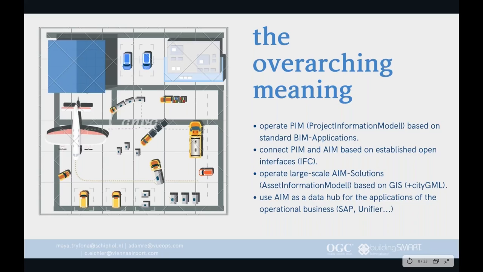And this setting, which is declared in the ISO 19650, with a project information model for design and construction, and with an asset information model for the operation, is, in our opinion, a really good idea. And in our opinion, BIM is the perfect solution for the project information model. But if you want to work in an asset information model, you need a GIS, as I mentioned before.